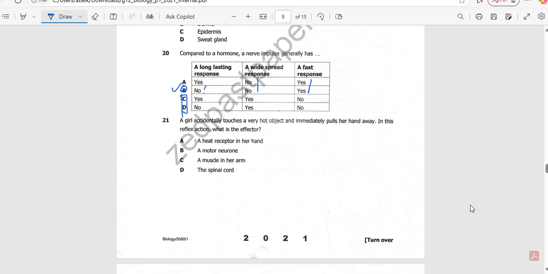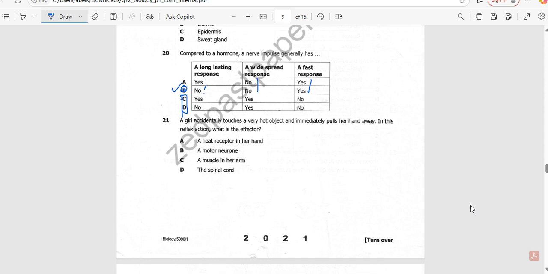A girl accidentally touches a very hot object and immediately pulls her hand away. So in this reflex action, what is the effector? The effectors are muscles. The motor neuron brings back the information from the receptor. Then we'll talk about the spinal cord. If the information is very urgent, the brain does not take part to interpret or to transmit the information.